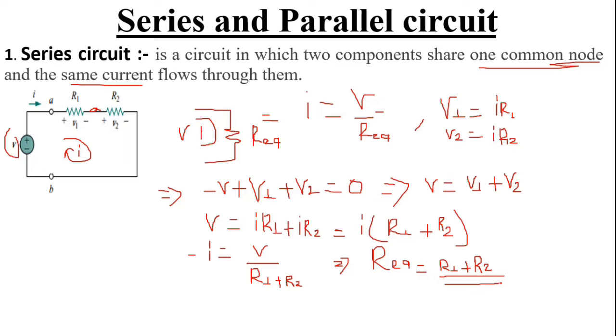So if we have multiple elements here, we can find the equivalent resistance for this series circuit just by adding their values. So this is how to find an equivalent resistance for a series circuit.